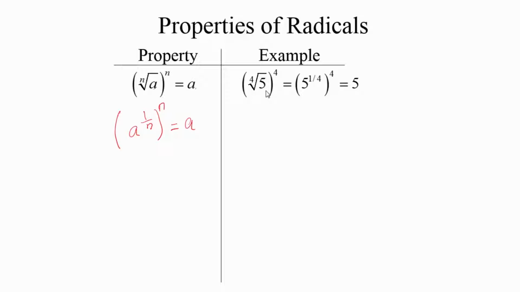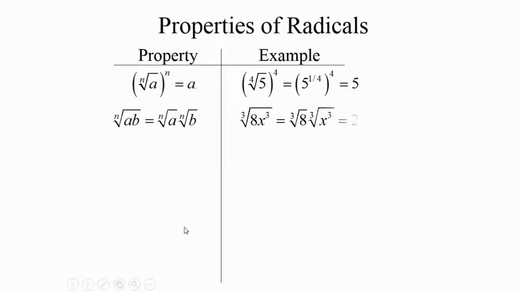So the 4th root of 5 to the 4th power, basically this 4 and this 4 would do this, the radical with the 4th power would disappear. It would be equal to 5, right? If the powers were not the same, there's something we can do. We're going to talk about that in a little bit. So that is the first property of radicals.